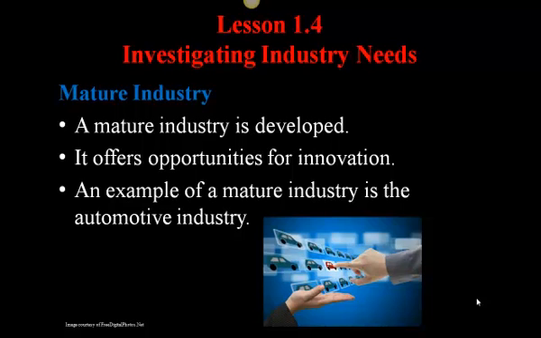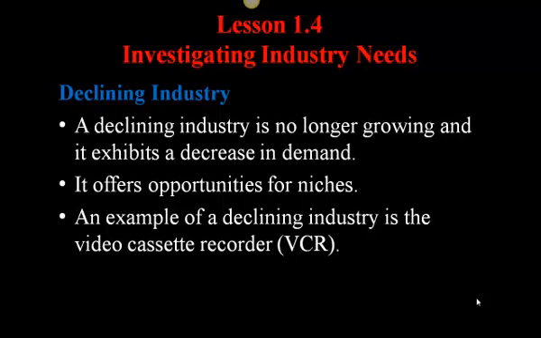So if you look at the world from the perspective of I could do this better or I could make this better, then your e-business need may fall into a mature industry. Now, declining industry. A lot of times this is ignored because folks see the word declining and they tend to move away from that, but it's actually not a negative thing. It's no longer growing, and there's a decrease in demand, but again, there's an opportunity there. It offers opportunities for niches.